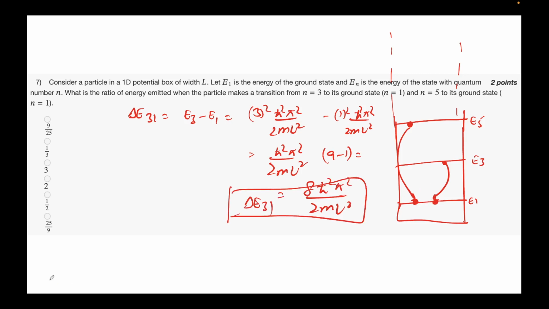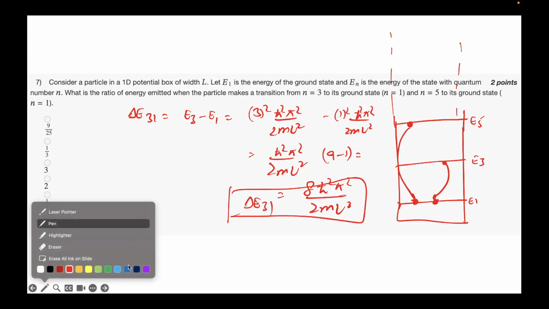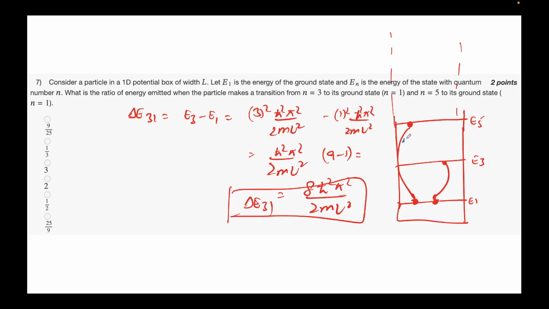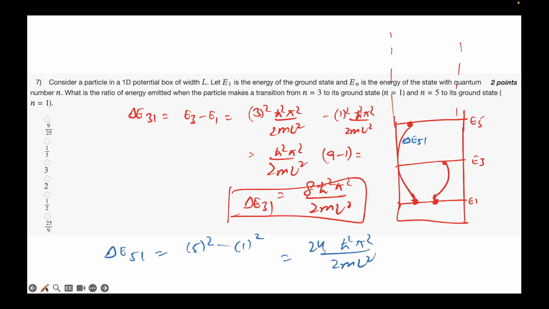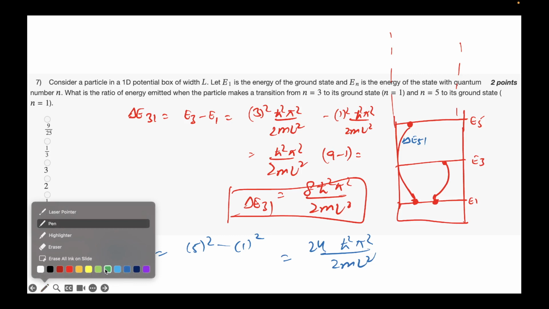Okay, let me change the color, let's take blue. So blue is my delta E 51. Again you put the formula here, so that will be 5 square minus 1 square, nothing else, everything else remains the same. That comes out to be 24 h cut square pi square over 2 m L square. This term is constant, that's why I was not worried about it when you told me the formula. I don't care about this for now.